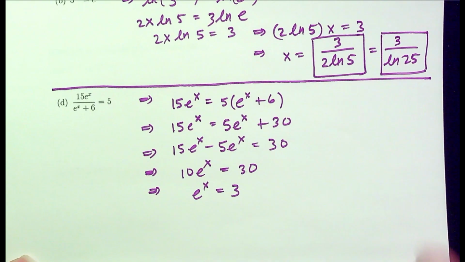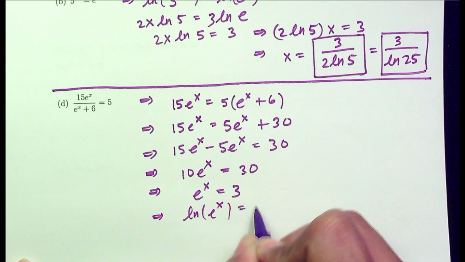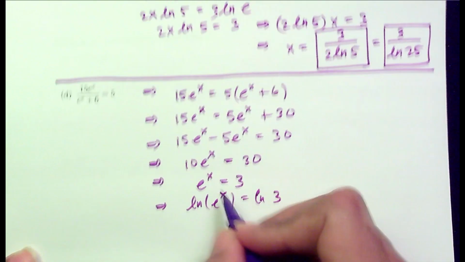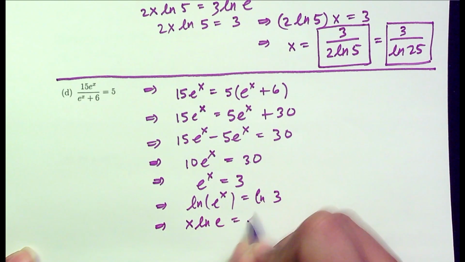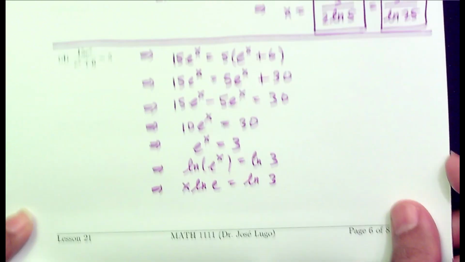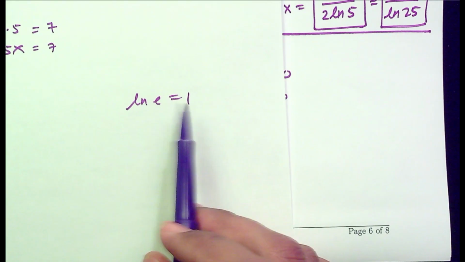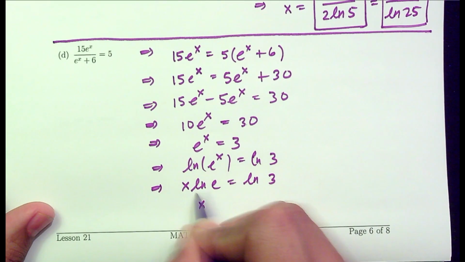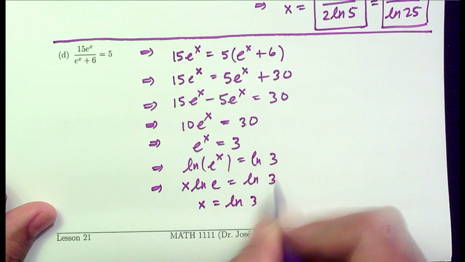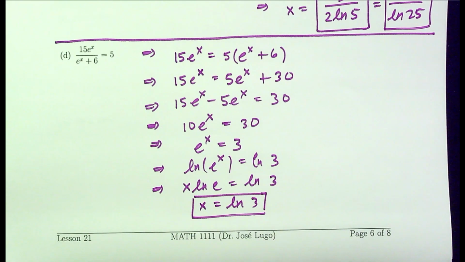Now I can take ln on both sides, and this is going to be ln of e to the x equals ln of 3. The exponent goes to the front, so you would have x ln of e equals ln of 3. And lastly, remembering that ln of e equals 1, you know that this is 1, so you get x times 1, which is just x, equals ln of 3. And that is the answer to that problem.